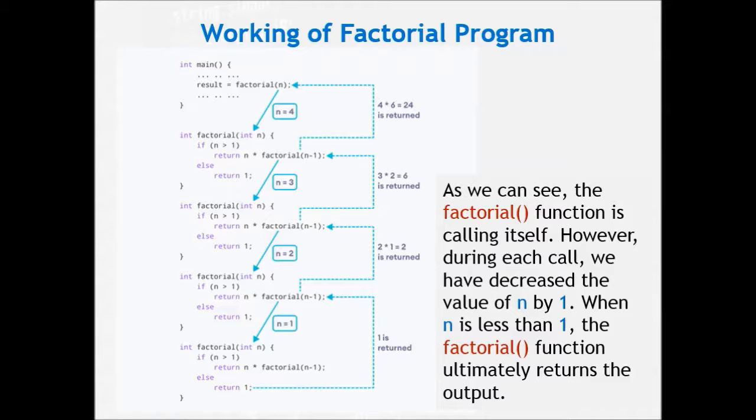So again it calls itself, factorial n minus 1 gives us n is equal to 1, so when it calls itself it is int factorial int n, and in the body, if n is greater than 1, now n is not greater than 1, so return n multiplied by factorial n minus 1 is not compiled, and control goes to the else statement, so it returns 1 to the previous value.